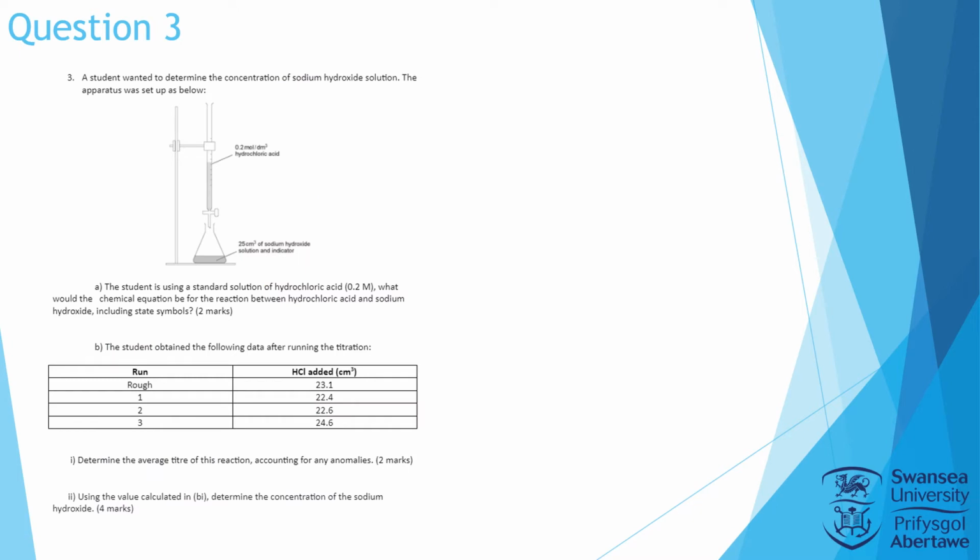The next question, question 3, is a simple titration question. The first question says, what would the chemical equation be for a reaction between hydrochloric acid and sodium hydroxide, including state symbols? First things first, what we talked about in the last slide, we've got an acid plus a base giving us salt and water.